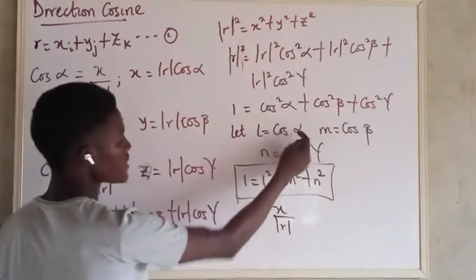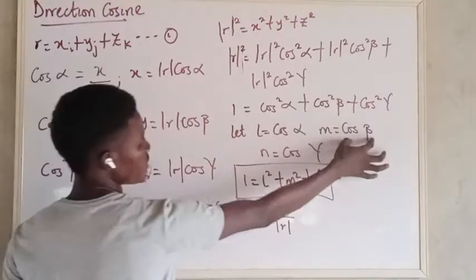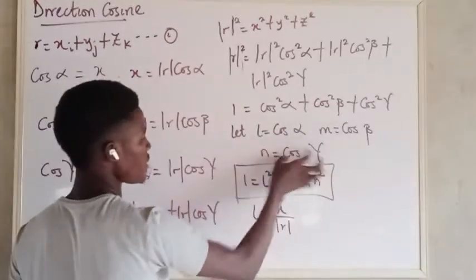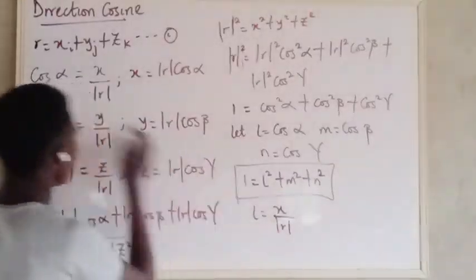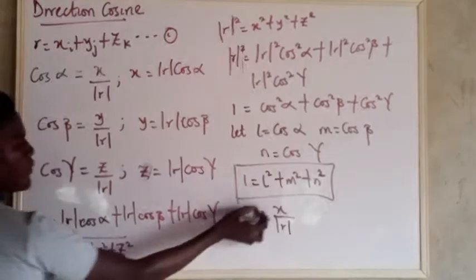So if L is this, that means the square of this will give us this, the square of this will give us this, and the square of this will give us this. Alright, so that means I can say I have here that cos alpha equals x over r. That means I can say my L is now what?